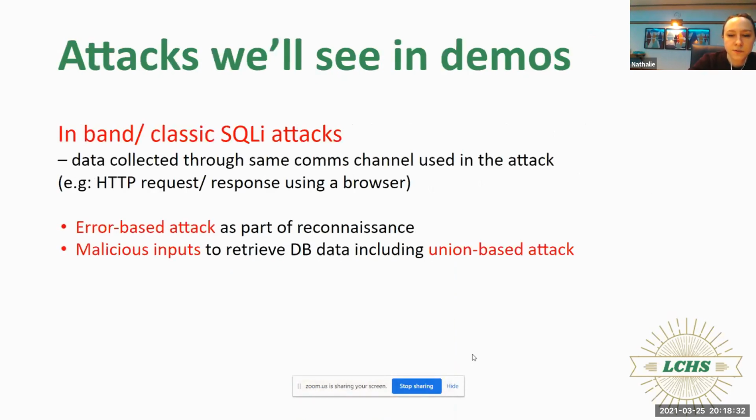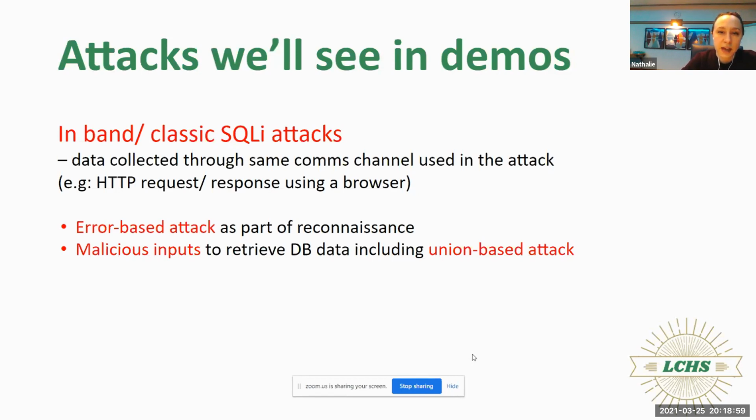So in terms of the types of attack we're going to see this evening, the ones we're going to demonstrate are what are called inbound or classic SQL injection attacks. And what that means is the data is collected through the same comms channel that is used in the attack. So in this case, we're going to attack using HTTP requests in a browser, and the information coming back from the database is going to come back to us through the same route, and we're going to see it in the browser. So it's a very straightforward way of doing it.